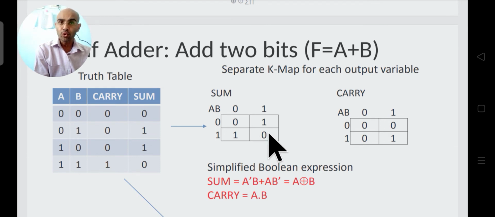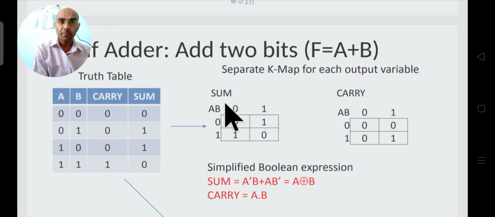If you know these techniques very well, then there is no need to worry about however many variables you get. As I have told you, for each of the outputs we have to apply the K-map. So the K-map technique will be applied for each output. Our outputs are sum and carry, so we form the K-map for the sum variable and then for the carry variable as well.